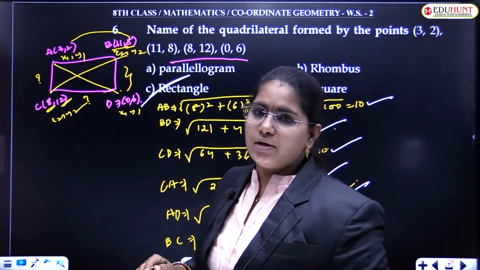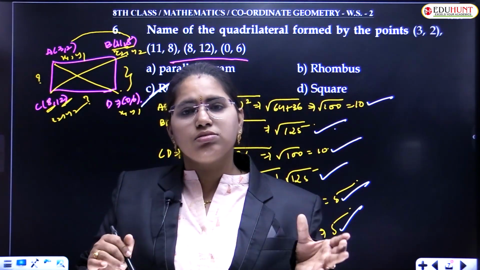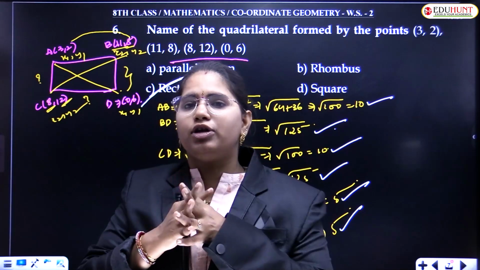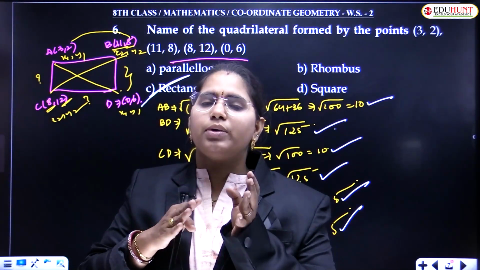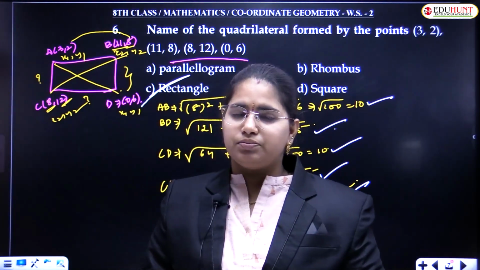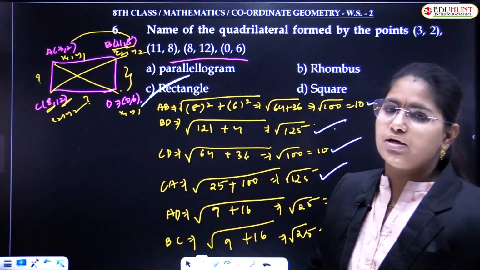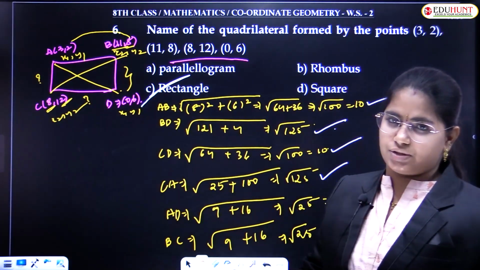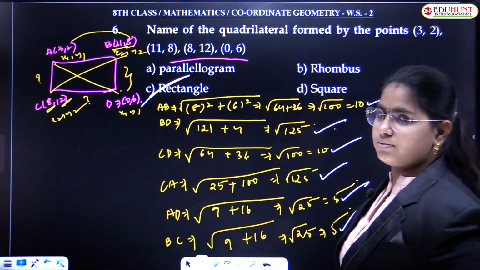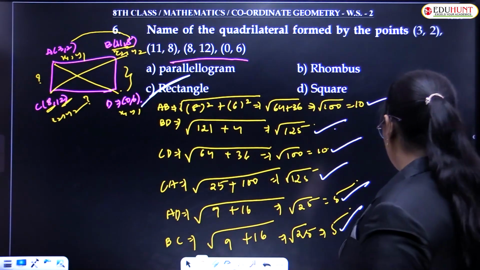Am I clear? In a parallelogram the diagonal lengths are different. In a rectangle, even you will get the diagonal lengths equal. Am I clear? So if you are clear with this, we will get back to the next question. Have a glance of it. Done? Chalo.